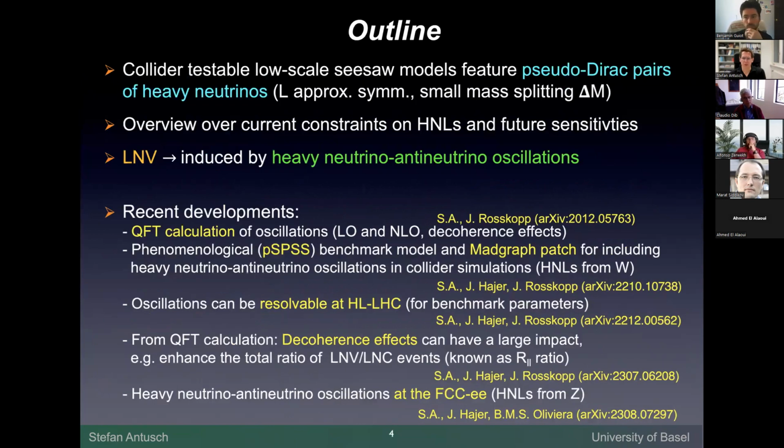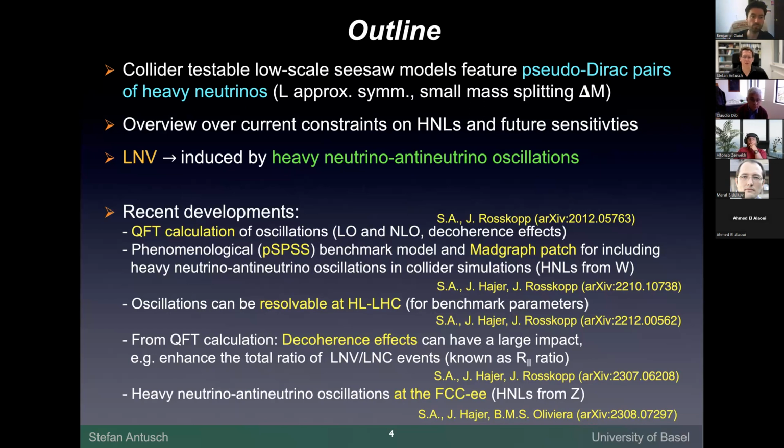So here comes an outline of my talk after this very brief motivation. In the first part, I would like to argue that the models of neutrino mass generation that you can actually test at colliders are models where these sterile neutrinos form pseudo-Dirac pairs of heavy neutrinos. These are scenarios where lepton number is an approximate symmetry, so there is only a small violation in the Lagrangian, and where the sterile neutrinos form pairs with only a small mass splitting and very similar couplings.